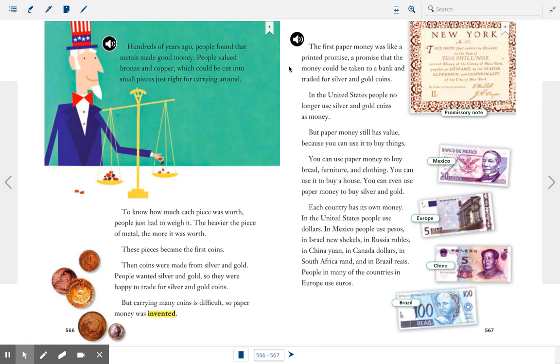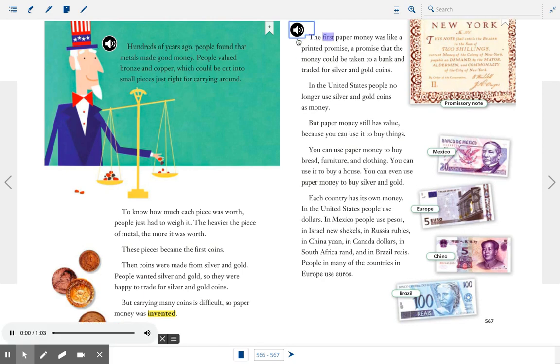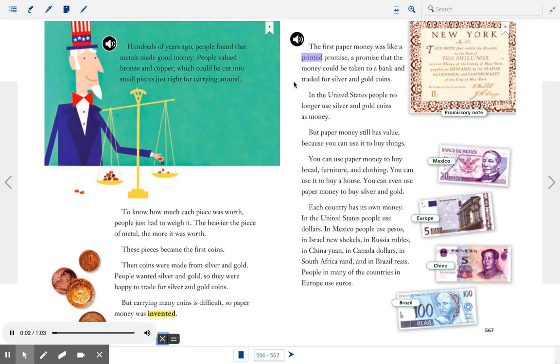So, another step to solve the problem of needing money were the coins, but they were too heavy to carry around. The first paper money was like a printed promise, a promise that the money could be taken to a bank and traded for silver and gold coins. In the United States, people no longer use silver and gold coins as money.